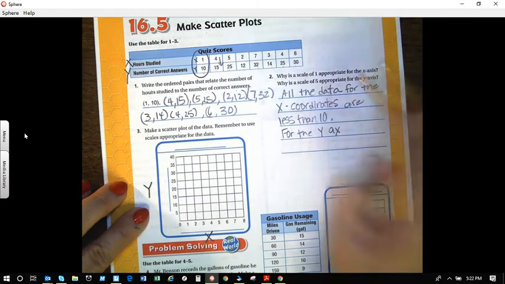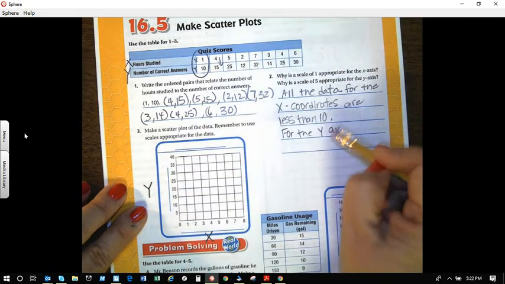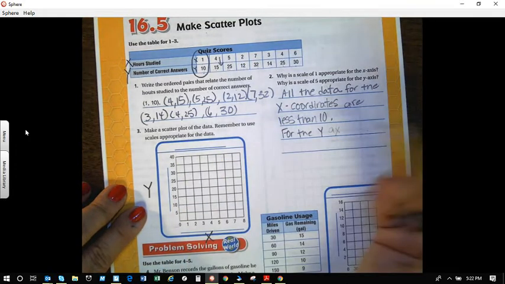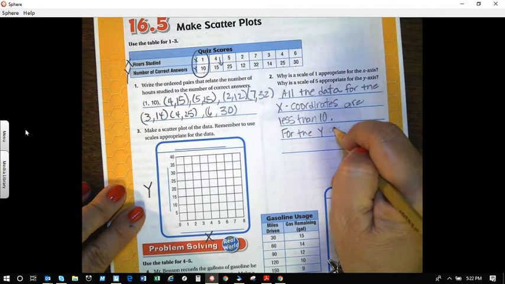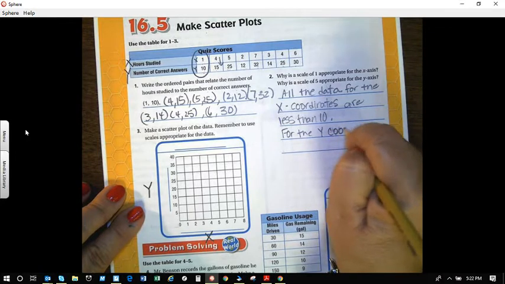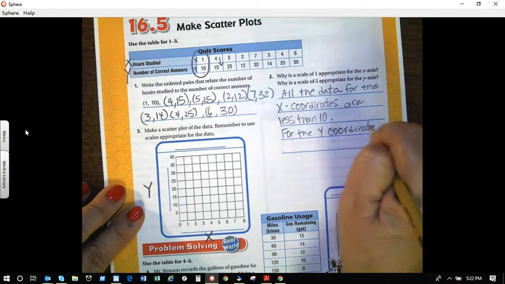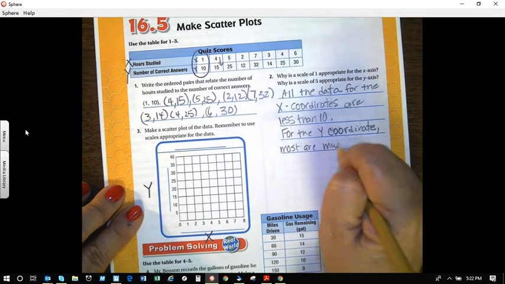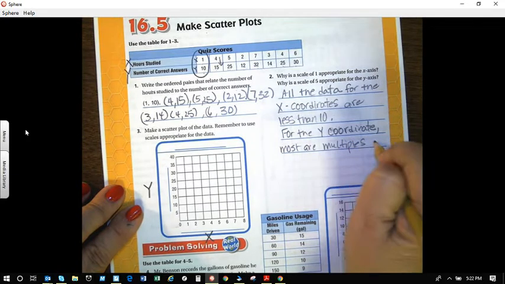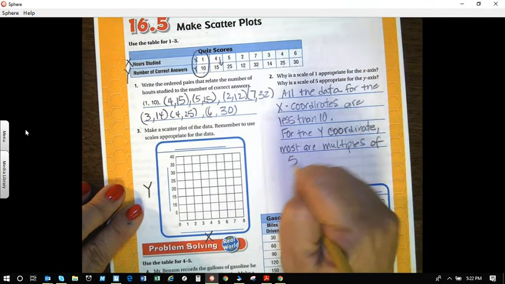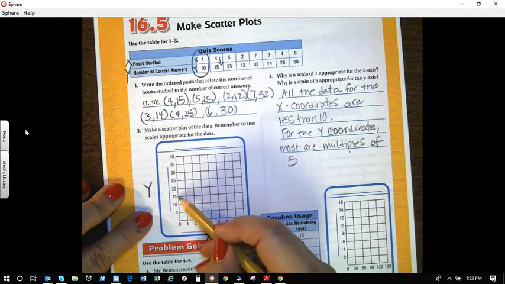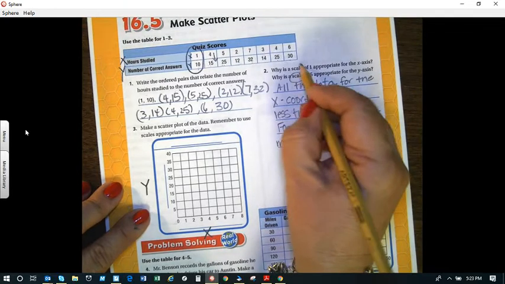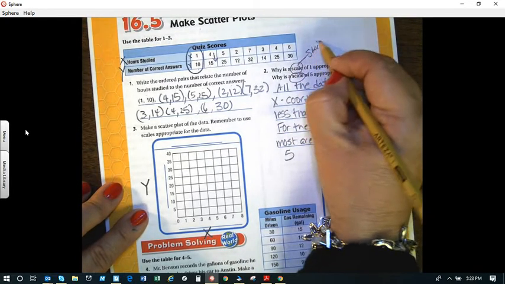I'm going to put the coordinates, because this is where we're plotting. This line is the axis and these are the coordinates, because you have to be able to find the location. So this is for the y coordinates. Most are multiples of 5, and that's why we're having 5, 10. We skip count. And remember, we're talking about scale. Scale means to skip count.